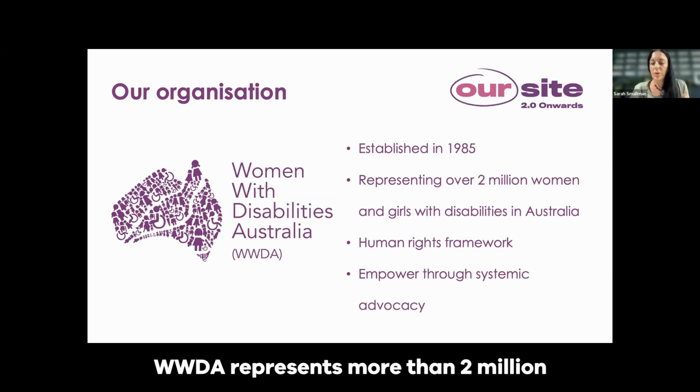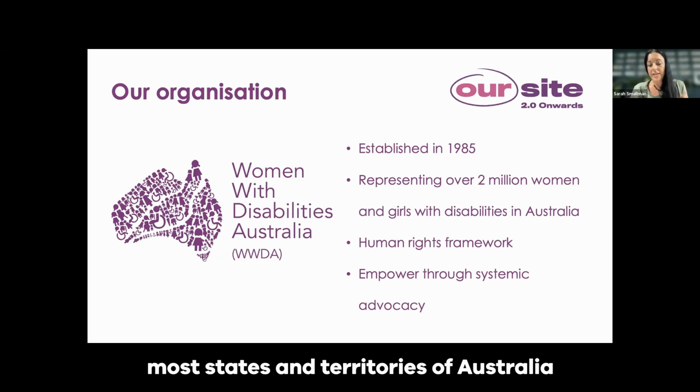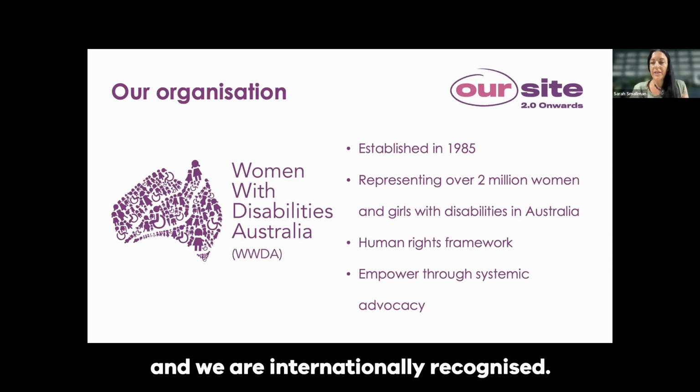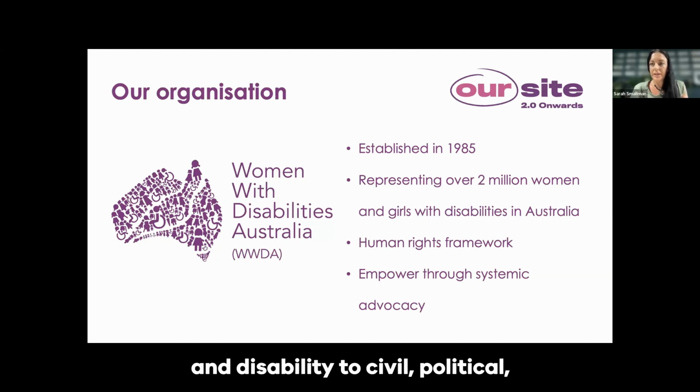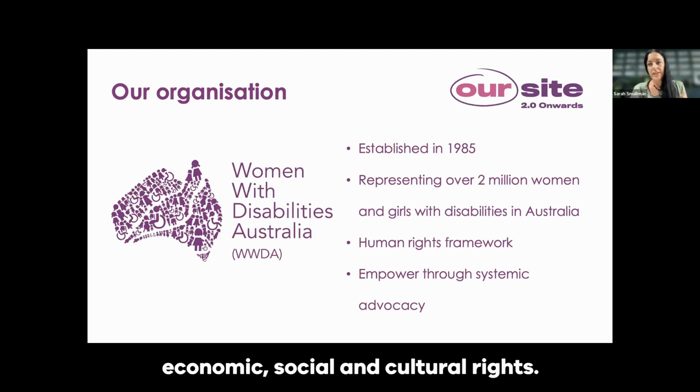WWDA represents more than 2 million individuals in Australia. We have affiliate organisations and networks in most states and territories of Australia, and we are internationally recognised. All of our work is grounded in a human rights-based framework that links gender and disability to civil, political, economic, social, and cultural rights.